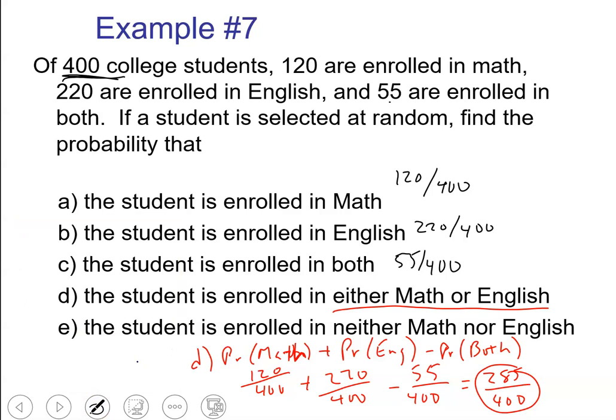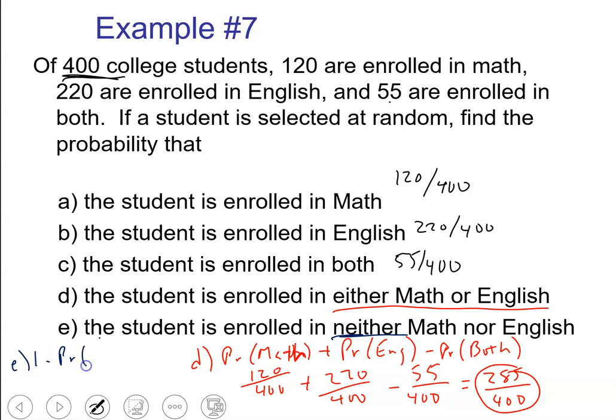What about E? The student is enrolled in neither math or English. Well, sometimes it's easier to find when they are enrolled. So we actually just did that in D. We found when our students enrolled in either math or English. Now we want to find out when it's neither. So E is going to be over here, 1 minus the probability of what we just did in D.